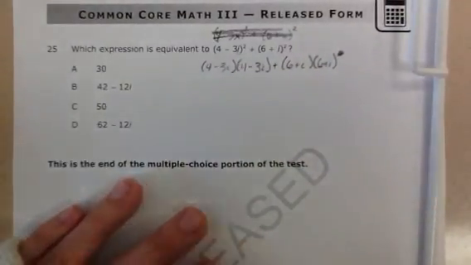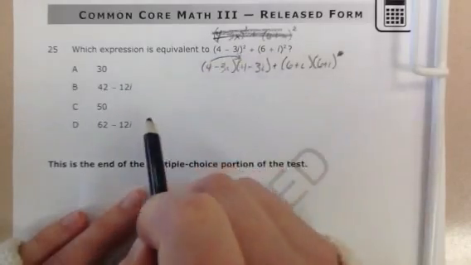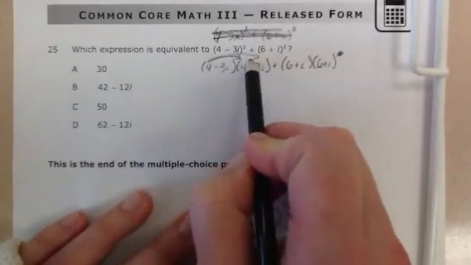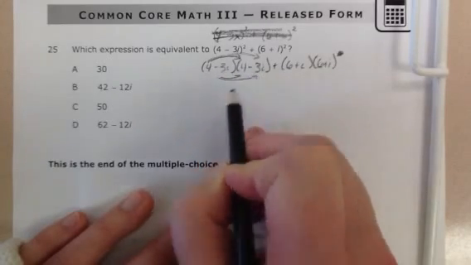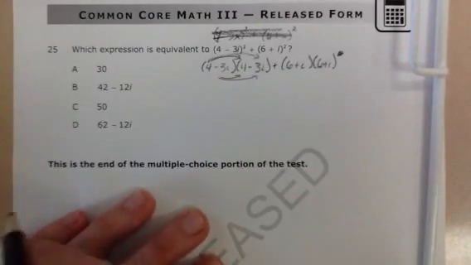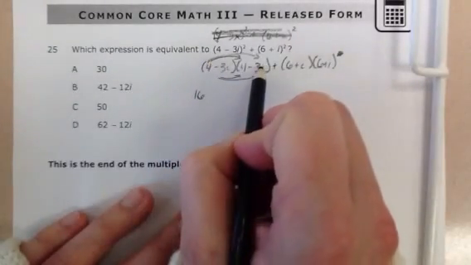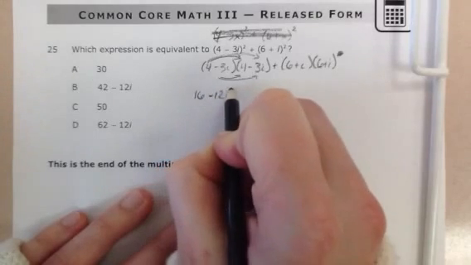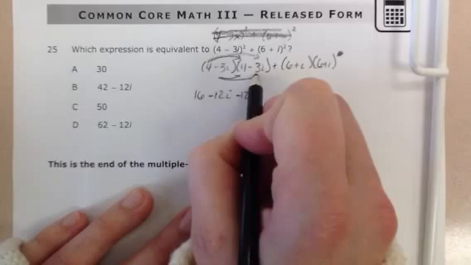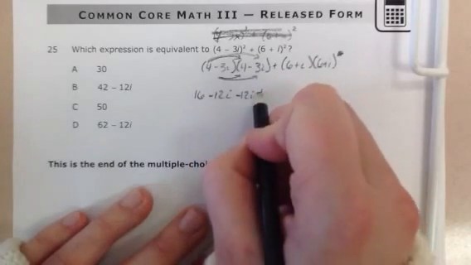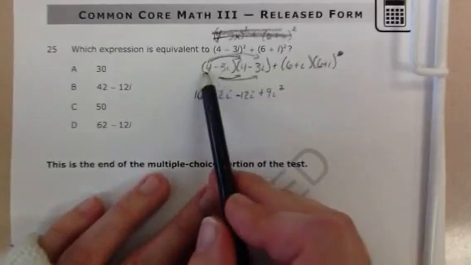Okay, so now you can see that you need to use the distributive property. The 4 needs to be distributed to the 4, the 4 needs to be distributed to the negative 3i, negative 3i needs to be distributed to the 4, and the negative 3i needs to be distributed to the negative 3i. So doing that, 4 times 4 is 16. 4 times negative 3i is negative 12i. Negative 3i times 4 is negative 12i. And negative 3i times negative 3i is positive 9i squared.